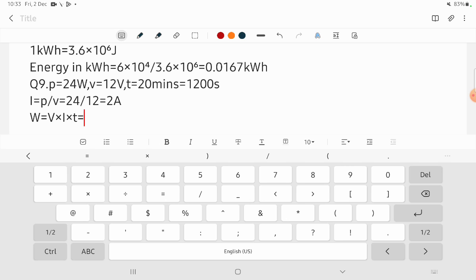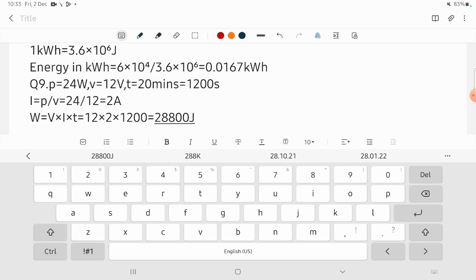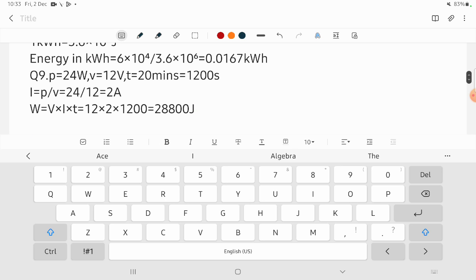So V equals 12, I equals 2, T equals 1200. So the answer will be 12 into 2 into 1200. Answer will be 28,800 joule. You can also find out the energy by using any other formula, but then you have to calculate the resistance also. Next, question number 10.